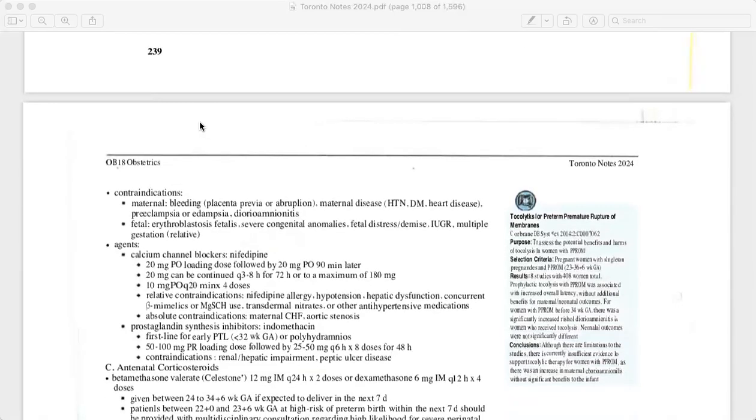If there is a bleeding, maternal disease, or the preeclampsia, because in this condition, we are going to use a calcium channel blocker or prostaglandin. That's why you are going to make sure that the patient is not bleeding, then there is no preeclampsia. Diarrhea, amniotic, amniotic. Then the erythroblastosis fetalis and the fetal distress in ICU. In those conditions, you are not going to do the tocolysis. Starting with the calcium channel blocker, nifedipine you are going to give, then prostaglandin.